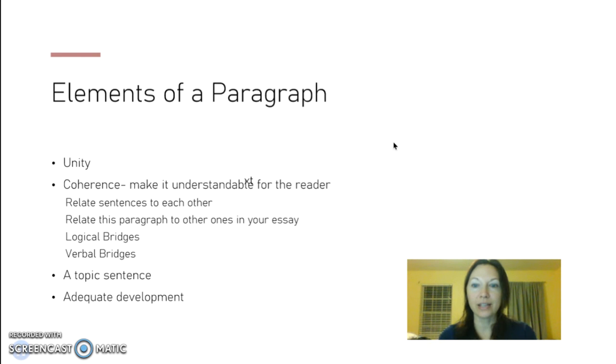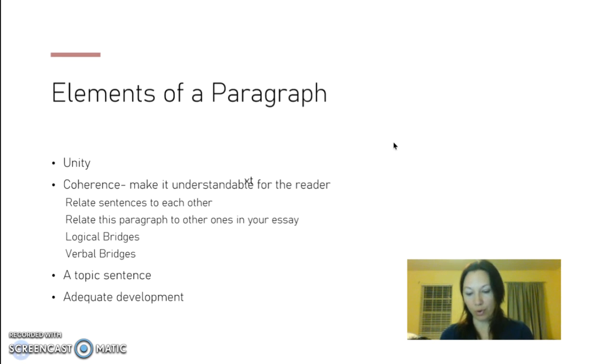Okay. The next one, coherence. That just means that we're making it understandable for the reader. So how can we do that? We can make sure that all the sentences relate to each other. Make sure that this paragraph relates to the other body paragraphs in your essay. You can use 2 different types of transitions that the reading goes over. One of them is logical bridges, the other verbal bridges. These are just 2 ways of transitioning within the paragraph to keep it coherent.